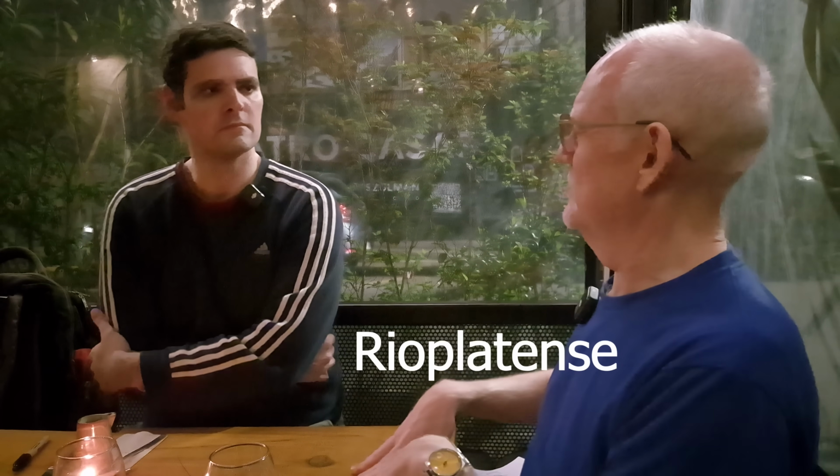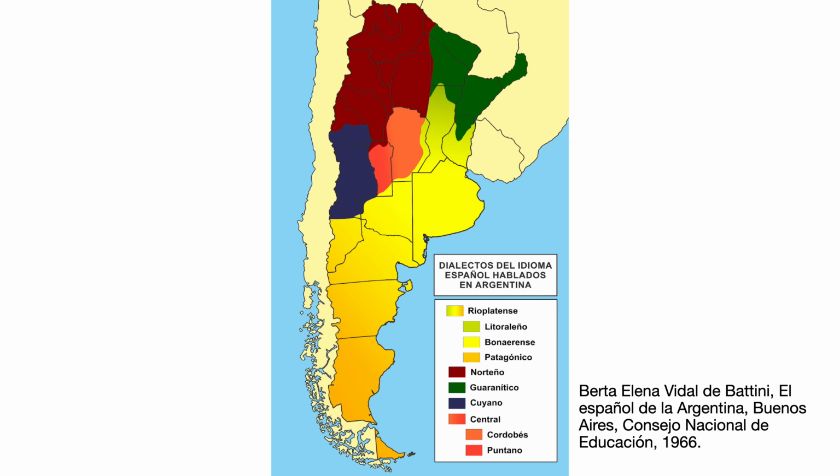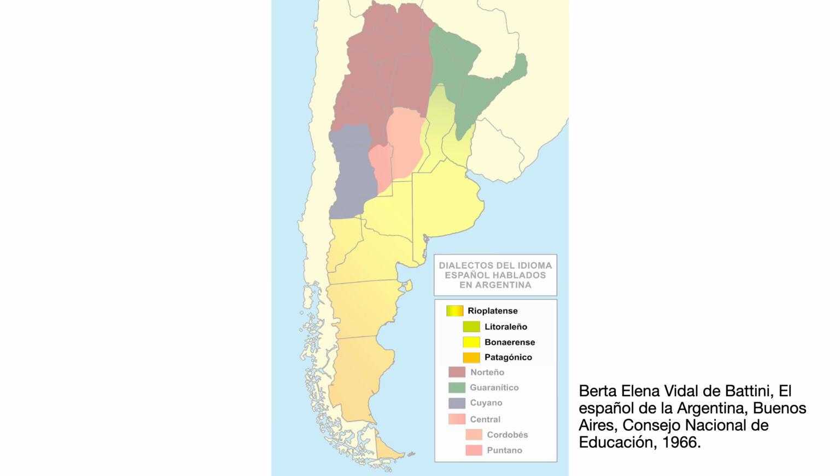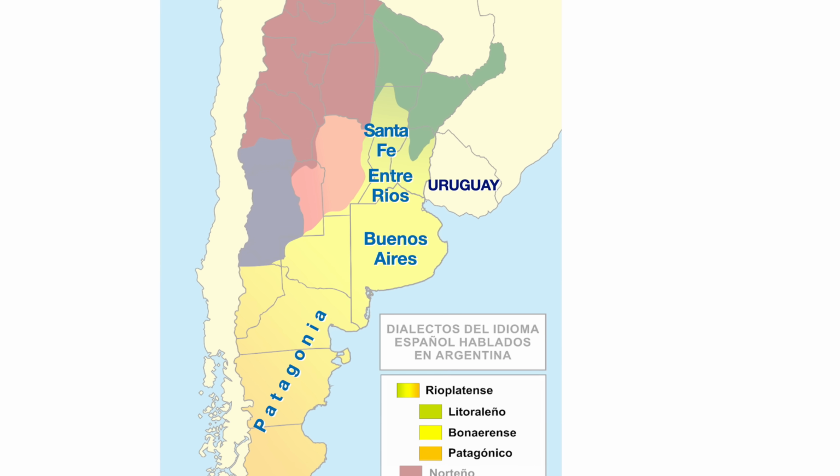What exactly is Rio Platense? Rio Platense speech is defined by a region comprising the provinces of Buenos Aires, Entre Rios, south of Santa Fe, and going south all the way to Patagonia, and basically Uruguay. The Rio de la Plata, or River Plate, which when it reaches the Atlantic is the widest river in the world, separates Argentina over there from Uruguay, where I am right now. So the term Rio Platense Spanish refers to the language spoken on both sides.